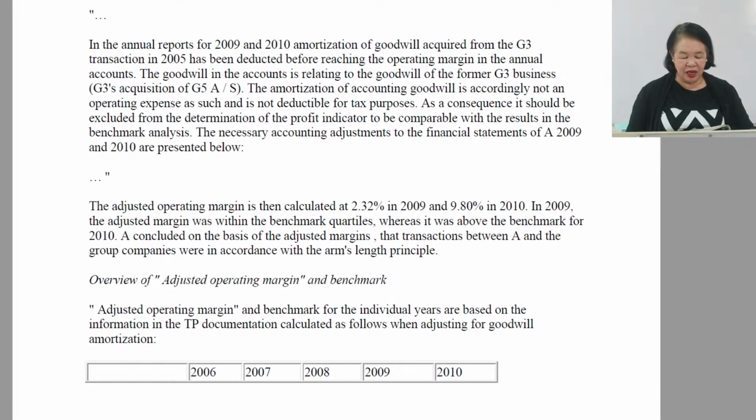The goodwill in the accounts is relating to the goodwill of the former G3 business, no? G3 acquisition of J5AS. The amortization of accounting goodwill is accordingly not an operating expense as such and is not deductible for tax purposes. As a consequence, it should be excluded from the determination of the profit indicator to be comparable with the result in the benchmark analysis. The necessary accounting adjustment to the financial statements of A 2009 and 2010 are presented below.